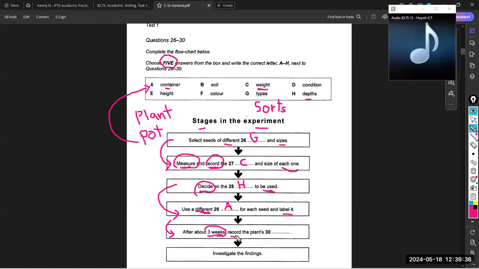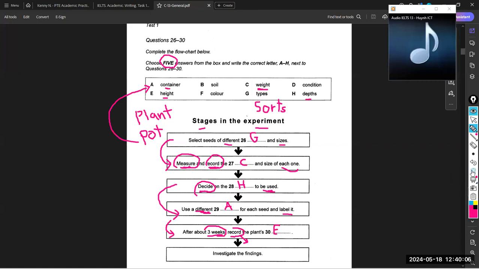Come up. Okay. And then after coming up, write down how tall they've grown. Record how what? How tall. So it is about height. Height, E. It is E. Exactly. Okay, so this is it.